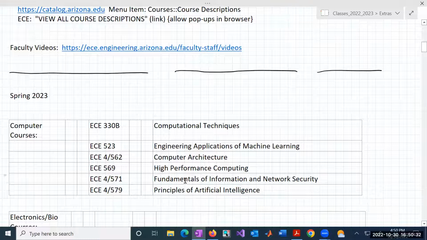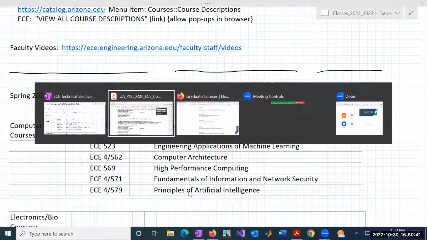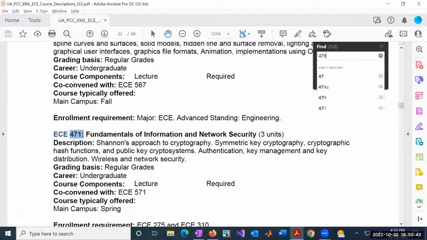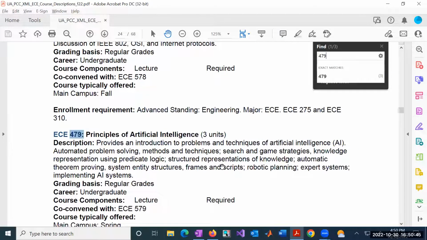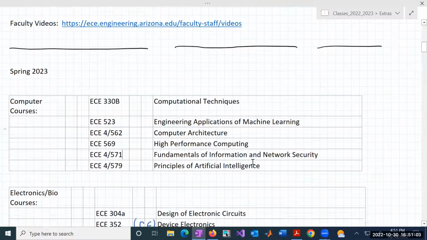That's 471, 571. If you're interested in AI, artificial intelligence, that's available to you as 479, 579. Again, you can search for that and have this information. If you want to know how are games built, how do we do robotic planning, expert systems, that's the kind of information that you will be learning in 479, 579.